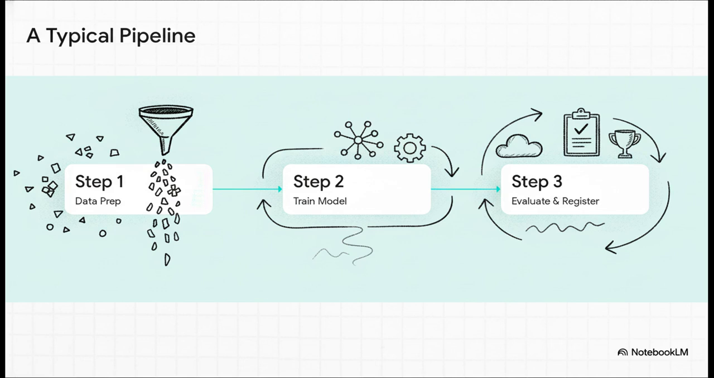A pipeline might sound complicated, but at its heart, it's really just a series of steps that you connect together. You can see it right here. It's just a logical flow. First, you prep your data, then you train your model, and finally, you evaluate it and register it. By turning this into code, you get a workflow that's reusable, versioned, and totally automated. It's all about consistency and reliability.